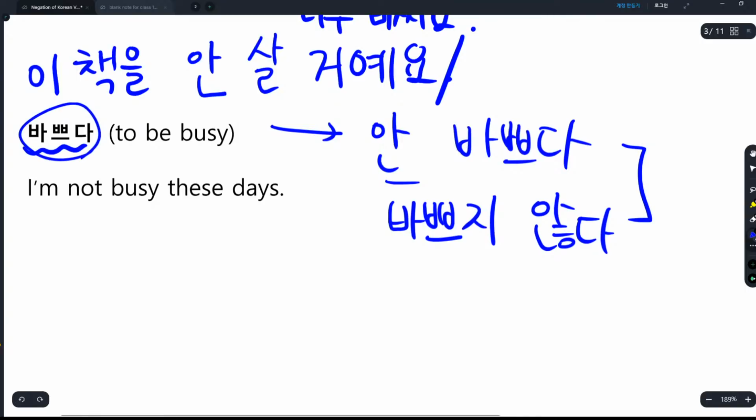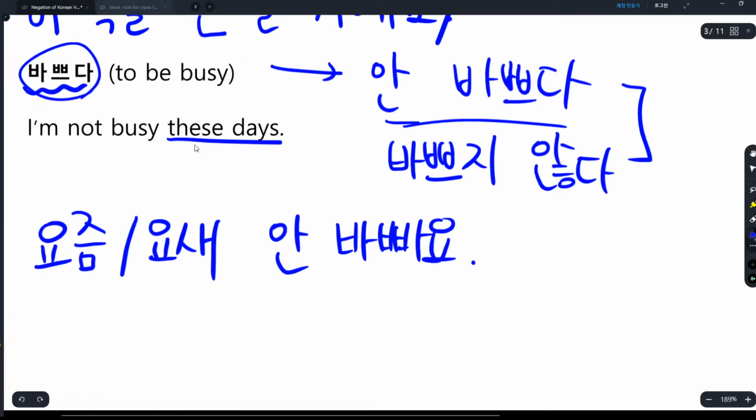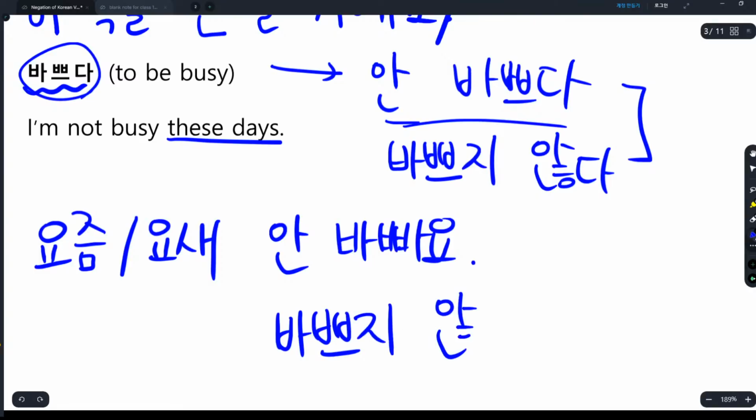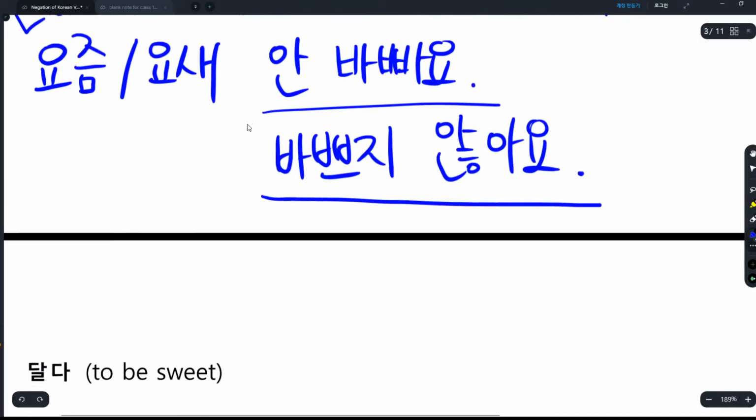So if you want to translate I'm not busy these days, so for these days you can say 요즘 or 요새. 요즘 or 요새. 저는 요즘 or 요새 안 바빠요. You conjugate 바쁘다 in present tense, or 바쁘지 않다 in present tense, which would become 바쁘지 않아요. 저는 요즘 or 요새 안 바빠요 or 바쁘지 않아요 would be the correct translation of I'm not busy these days.